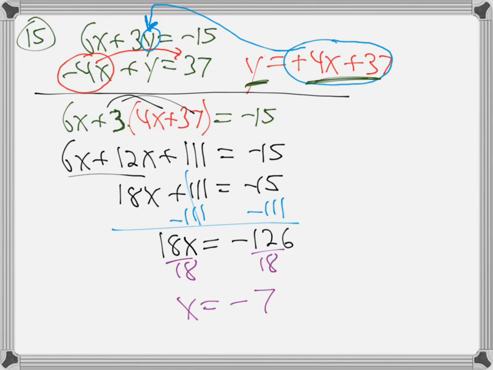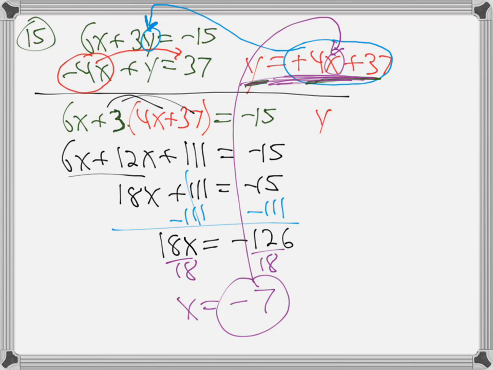So we've got x. Now, how do we get y? Yeah, plug it in anywhere you want, really. But since you want y, what would be the easiest place to plug it in? Yeah, right here where y is already alone. Anywhere will work, but this would be easy. So I'm going to grab that negative 7 and go right there for x.